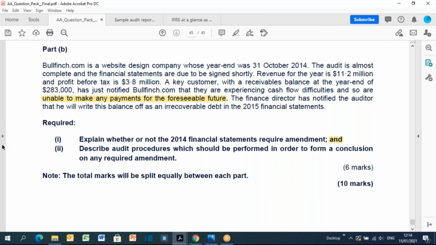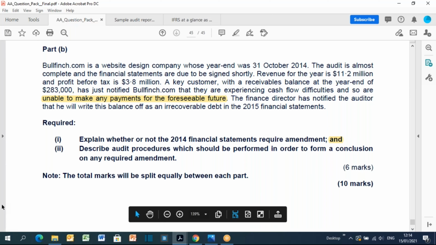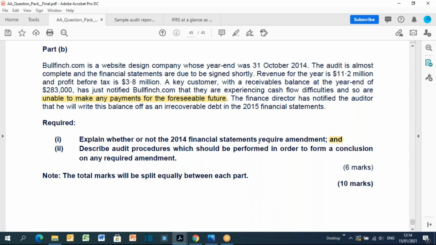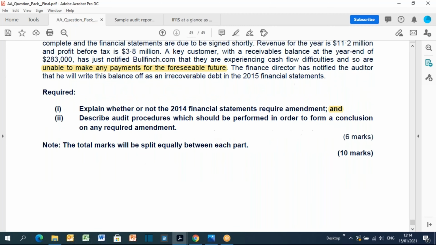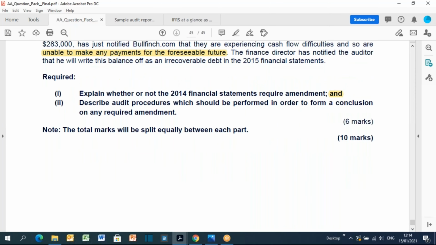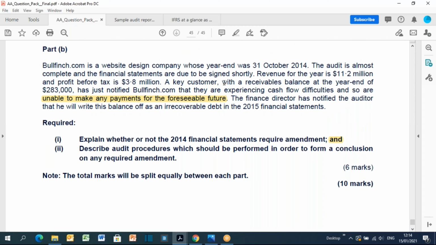So in this case, the report is not signed. You might get a question like this where the report is signed, and then you have no active duty to do in regards to this balance. But in this case, the financial statements for this year end should be adjusted, and not as the finance director is saying, that he will write off the balance in the next financial year. Then describe the audit procedures you should perform and the conclusion required. You should do the audit procedures based on the scenario, and you should know them by now.